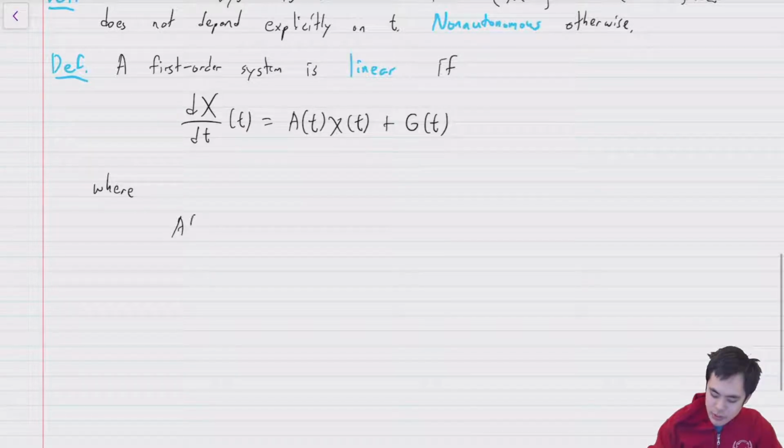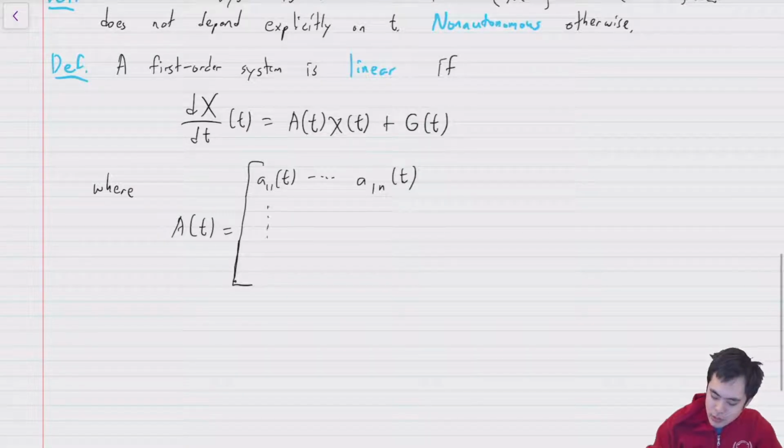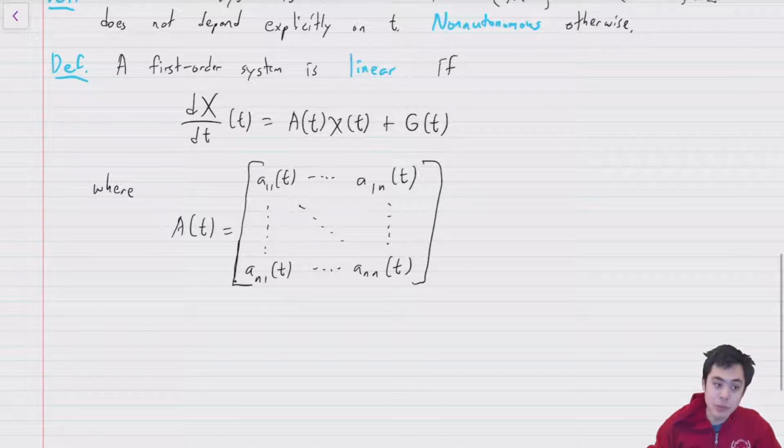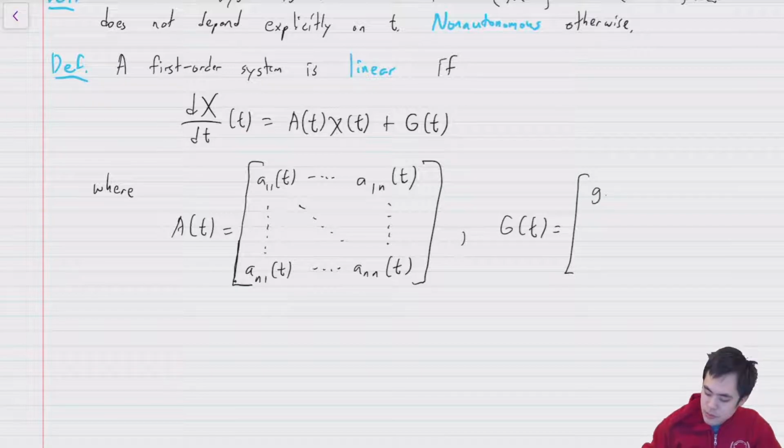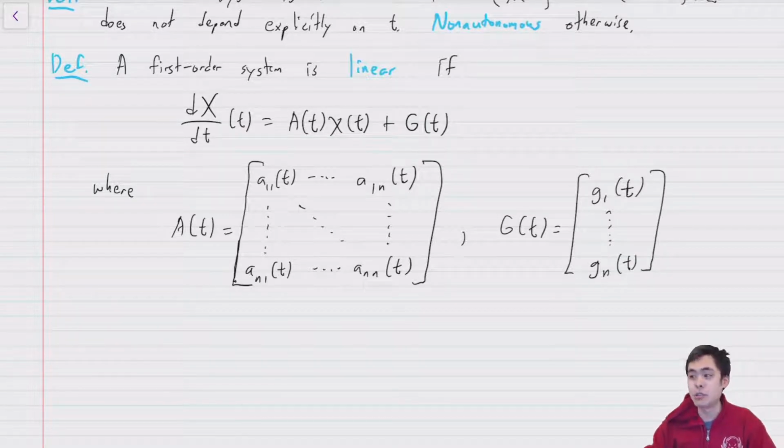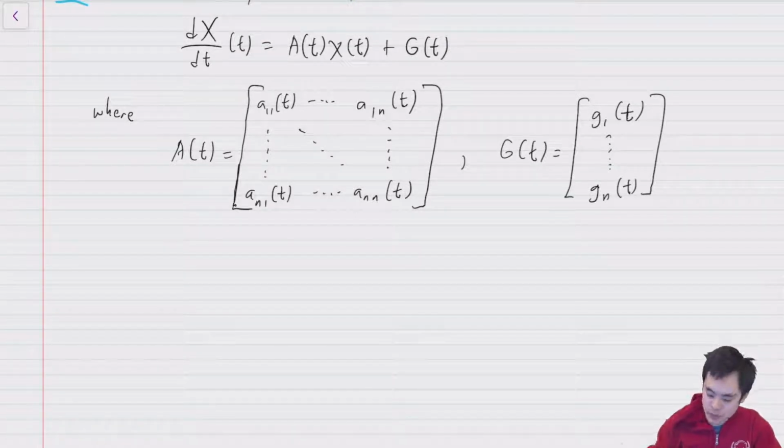Where A(t) is a matrix. So this is a11(t), each of these coefficients, all the way through a1n(t), down to an1(t), through ann(t). So it's an n by n matrix of coefficients that may depend on t. And g(t) is a vector of functions that only depend on t and don't depend on x, which is the important part here. Otherwise, of course, we call it nonlinear.